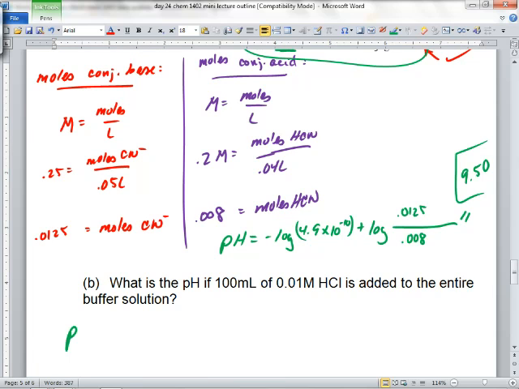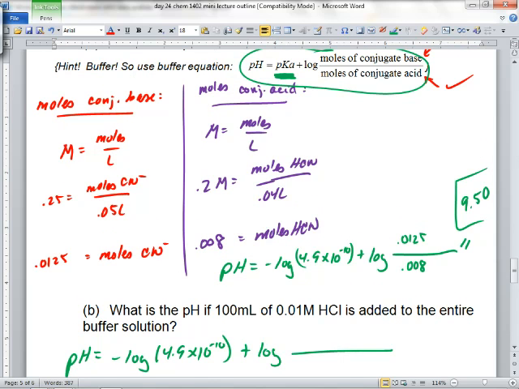Okay, we should probably start writing some of this down. The pH, now we said that's the negative log of 4.9 times 10 to the negative 10. So that part didn't change. Now we have to have the moles of conjugate base and the moles of conjugate acid. We're adding a strong acid. We said what was going to react? The conjugate base. And we said that amount is going to go down, right? Because if the conjugate base is reacting, it has to go down.